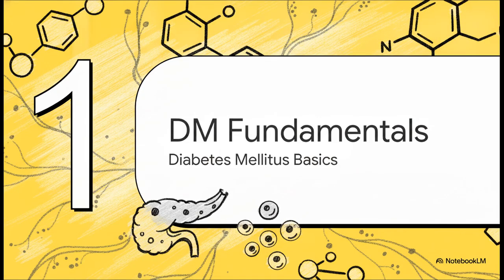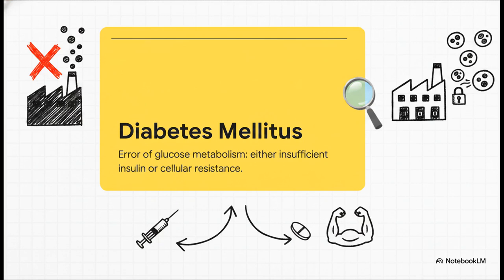Section 1. Diabetes mellitus fundamentals. By definition, we are looking at a fundamental error in glucose metabolism. The key distinction here? It results in either insufficient insulin, so the body's factory literally isn't producing it, or cellular resistance to insulin, meaning the factory is working fine, but the doors to the cells are jammed locked. That one fundamental difference basically dictates everything about how we treat our patients.